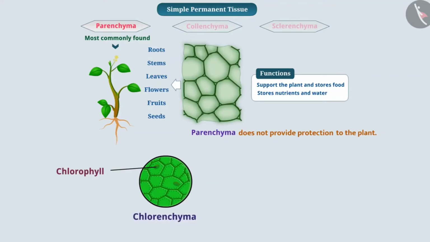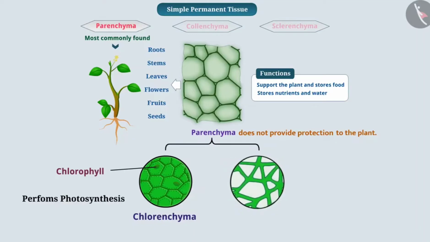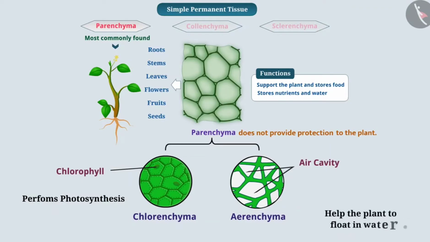These tissues perform photosynthesis. Similarly, the parenchyma tissue which has large air cavities in its cells is called aerenchyma. Air cavities help the plant to float in water. Therefore, aerenchyma is present in aquatic plants.